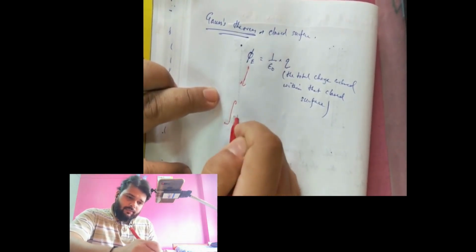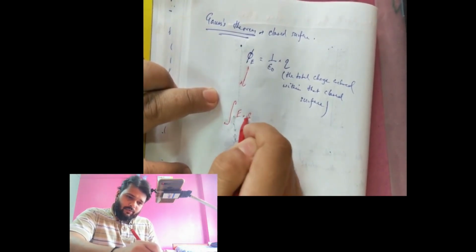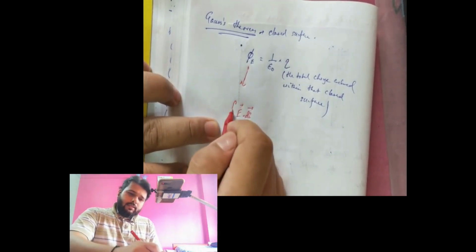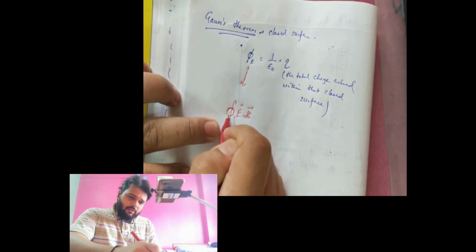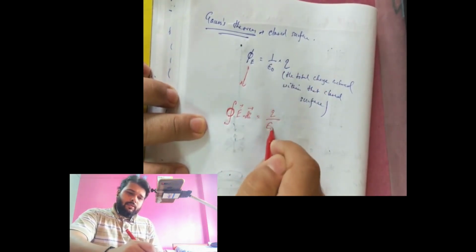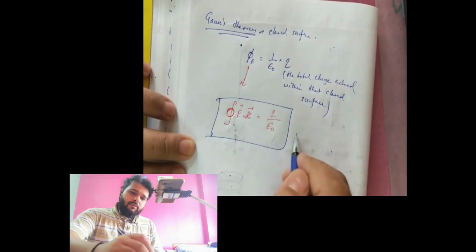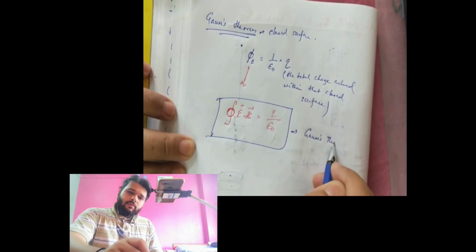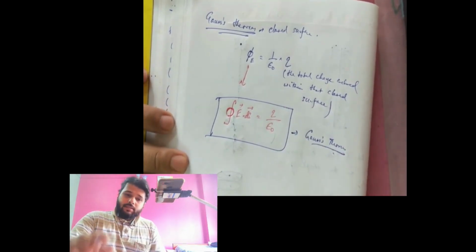So last day we did the formula for electric flux is E dot ds, and since it is related to a closed surface, we put a circle around it. So this is the electric flux linked with the closed surface, and this is equal to Q by epsilon naught, where Q is the total charge enclosed within that closed surface. So this is Gauss's theorem, and we did this in the last class, and we have also done the proof of this Gauss's theorem.